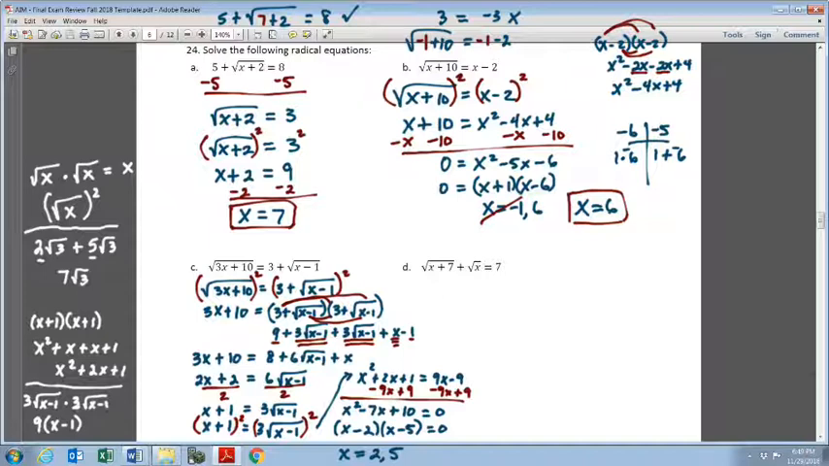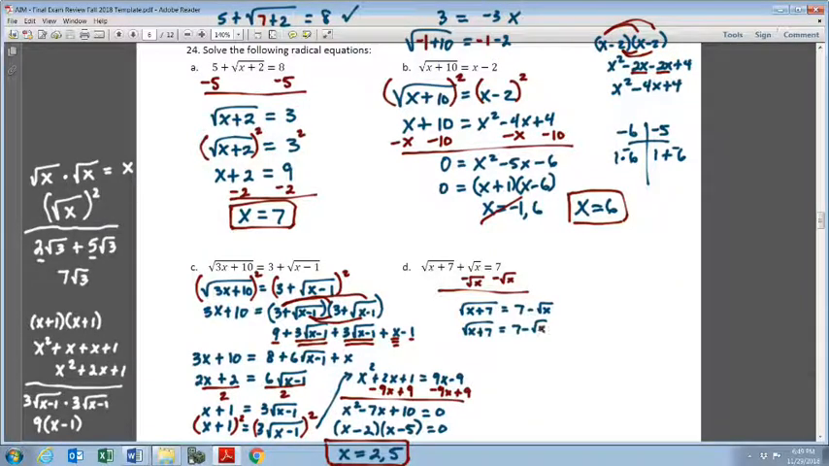All right, let's look at D. So here we have 2 radicals, but they're not on opposite sides. So we're going to want to subtract square root of x on both sides. We could also subtract the square root of x plus 7 on both sides. It's just kind of personal preference. I'm going to subtract the square root of x. And so on the left, I'm left with the square root of x plus 7. And on the right, I have 7 minus the square root of x.